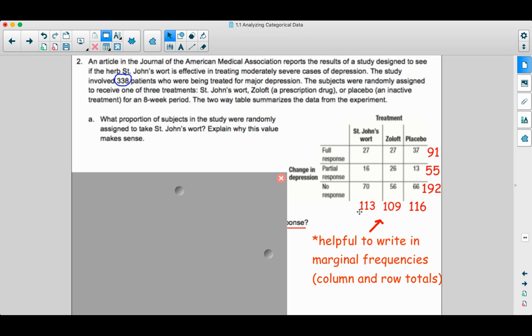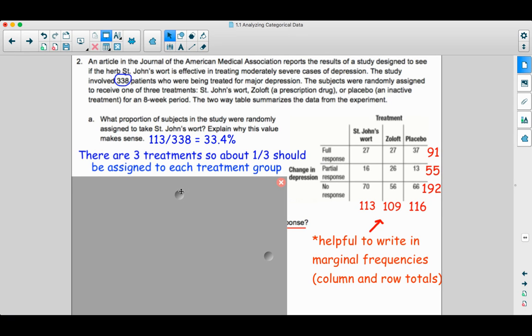So I come over here to my column total, and I see that I have 113 subjects in that category, and that will be out of 338. When I do the calculation, that percent is 33.4%. That makes sense to me, because if my subjects were divided randomly into 3 groups, I would expect each one to be roughly a third. So there is my formal explanation for why that would be.